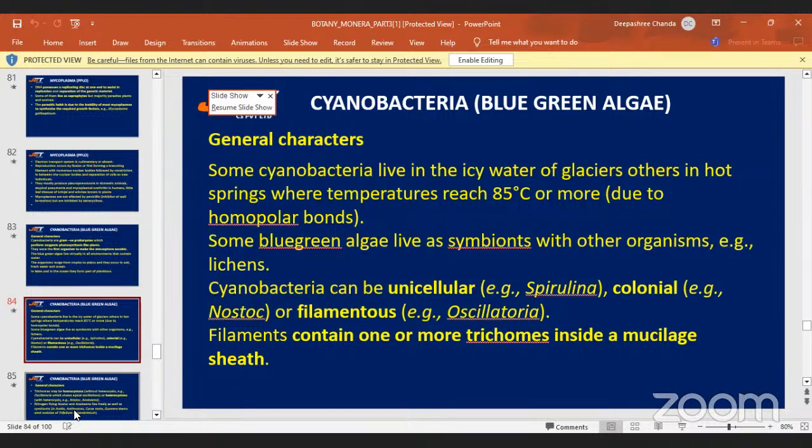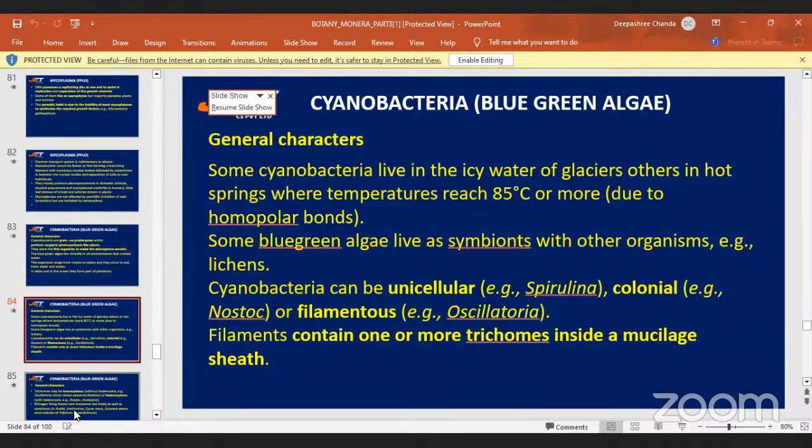Some cyanobacteria live in the icy water of glaciers, others in hot springs where temperatures reach 85 degrees Celsius or more. Some blue-green algae live as symbionts with other organisms like lichens. Cyanobacteria can be unicellular, like spirulina, colonial, like nostoc, or filamentous, like oscillatoria. Filaments contain one or more trichomes inside a mucilage sheath.